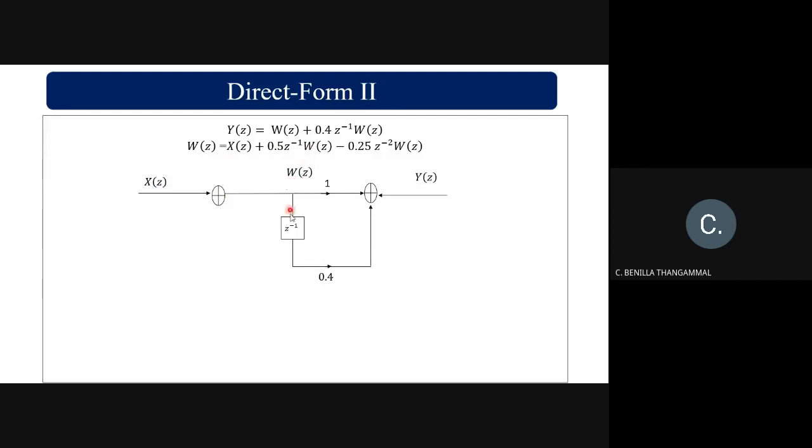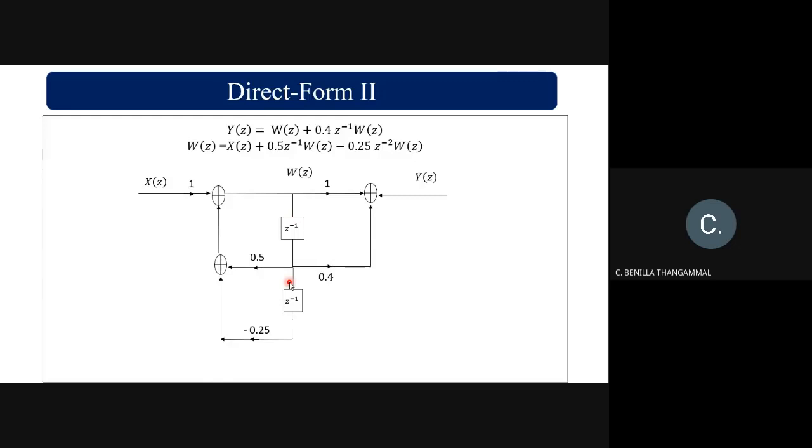So from your w of z, again you have to take your delay element. So what is that one? Next is your 1 into x of z plus 0.5 z inverse w of z and minus 0.25 z power minus 2 w of z. So from your w of z, I'm going to take another delay element, and your multiplication factor is minus 0.25. Right, so this is your direct form 2 structure, a common delay for your input and output here. Right, so this is about your direct form 2.